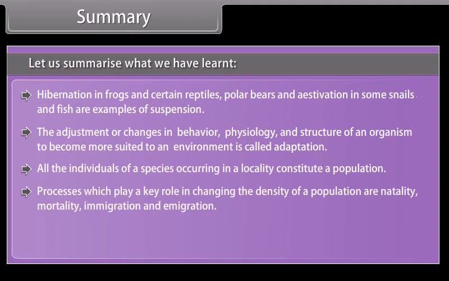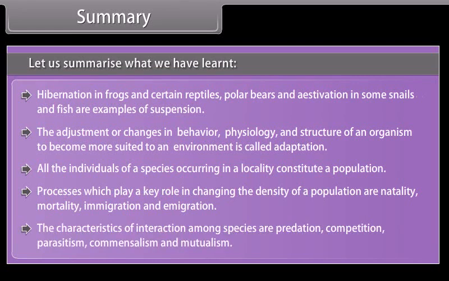Processes which play a key role in changing the density of a population are natality, mortality, immigration, and emigration. The characteristics of interaction among species are predation, competition, parasitism, commensalism, and mutualism.